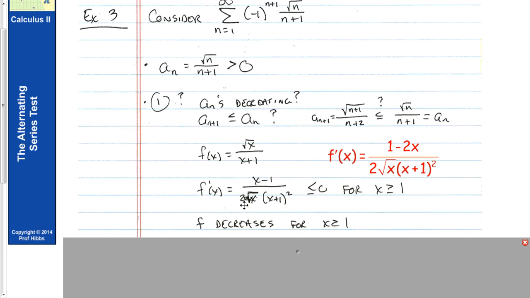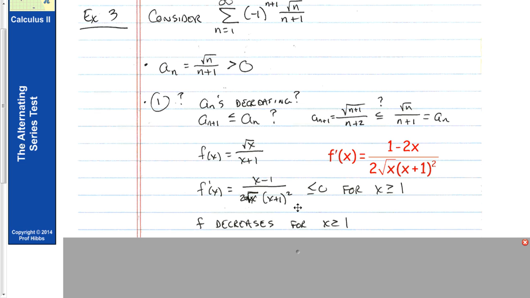The derivative of f is 1 minus 2x over 2 times the square root of x times x plus 1 squared. Now, when x is 1, in fact, when x is 1 or bigger, the numerator is going to be 1 minus 2 or 1 minus something bigger than 2. So it's always going to be negative. My bad over here. And the denominator is always going to be positive for these x's. So this fraction, since the numerator is negative and the denominator is positive, for x greater than or equal to 1, is negative, so the derivative is negative.